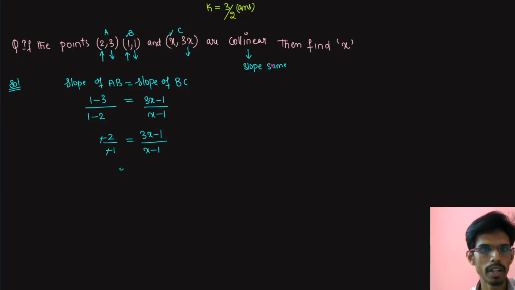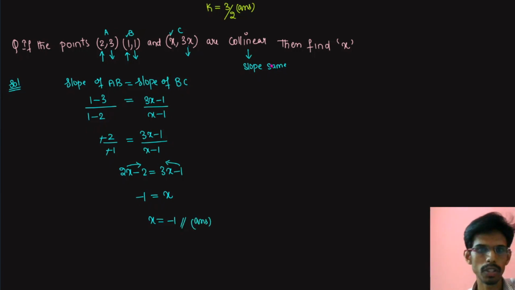Now cross multiply here, I will get 2x minus 2 is equal to 3x minus 1. Now take this term to that side, 3x minus 2x will be x. Now take this 1 to this side, here we have 1 minus 2, that will be minus 1. Therefore the value of x will be minus 1. Minus 1 will be the answer for this question.